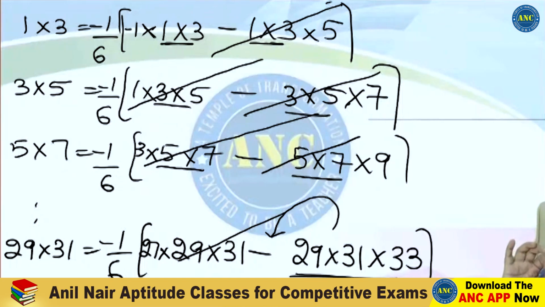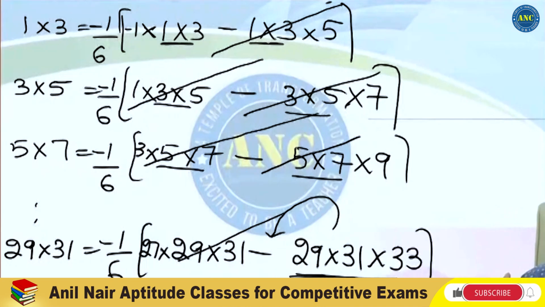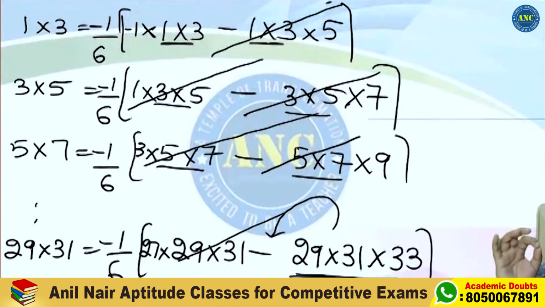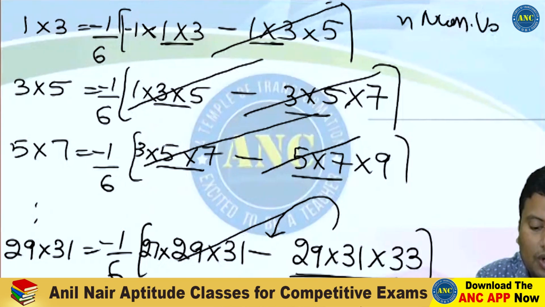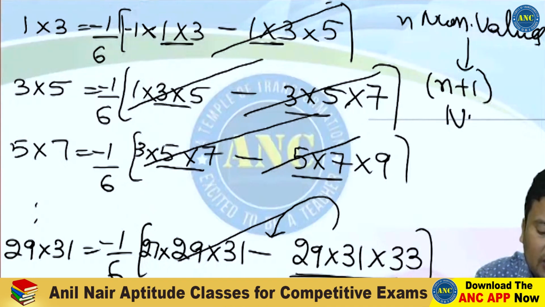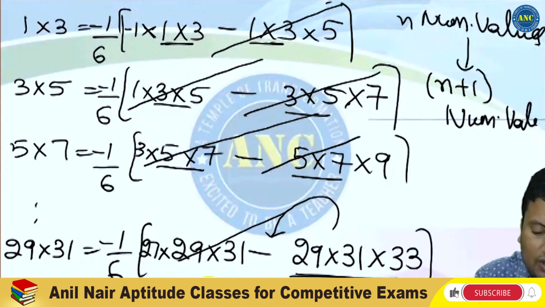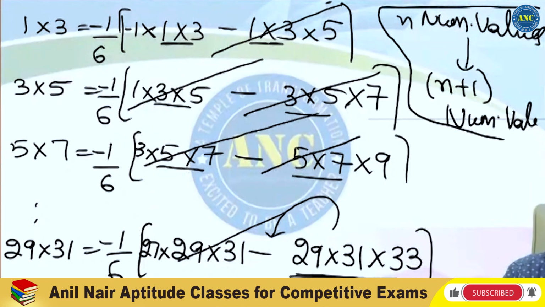In model number 1, n numerical values in the numerator are condensed to n minus 1 numerical values. In model number 2, n numerical values are not even condensed, they are enhanced to n plus 1. The number of numerical values in the answer is changing.